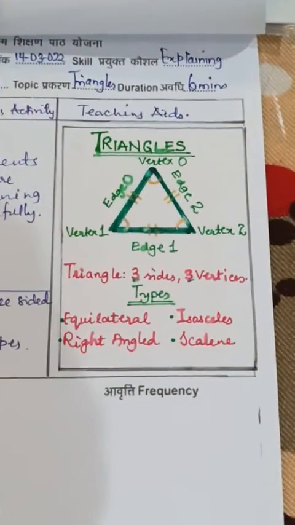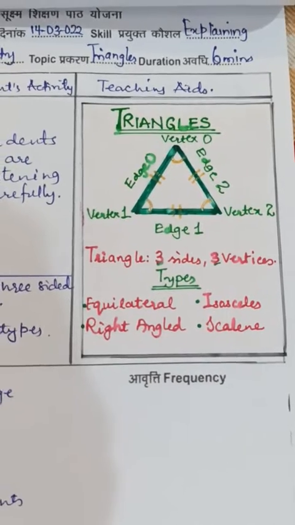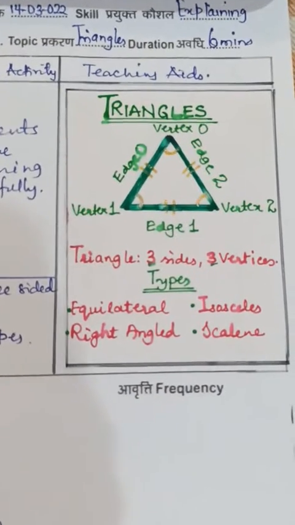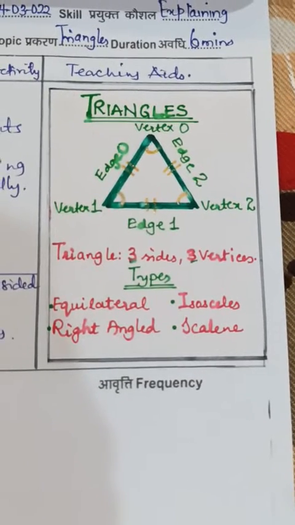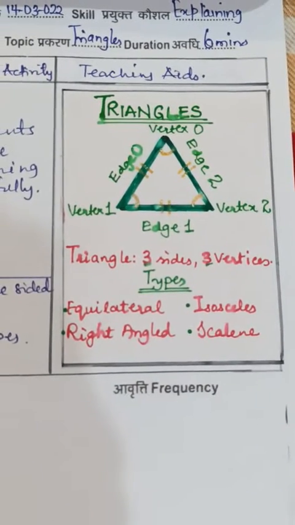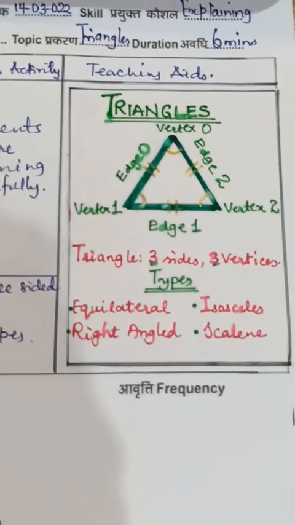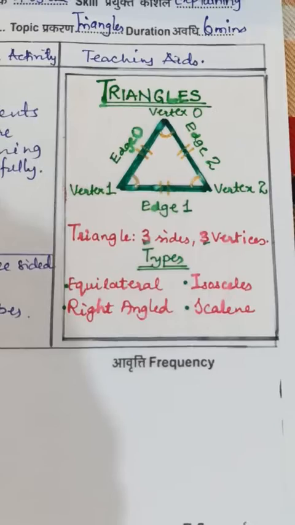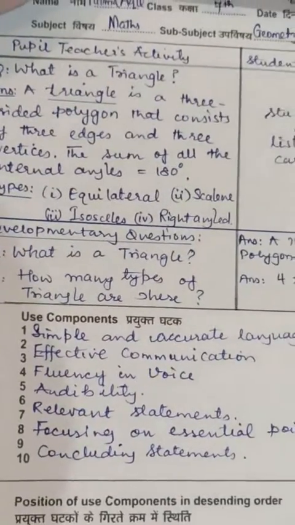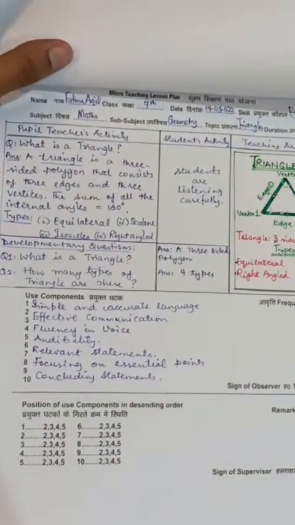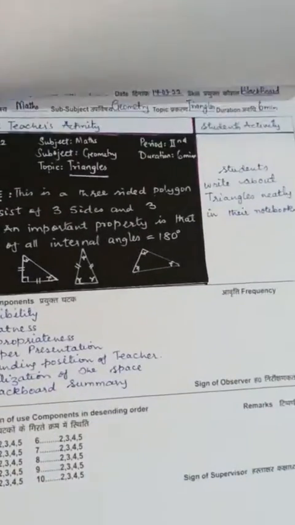And then in our teaching aid we have a chart which shows a triangle, and this is an equilateral triangle which has equal sides and equal angles. We have also shown that it is a three-sided figure, so it has edge 0, 1 and 2, that is 3 edges, and vertex 0, 1 and 2, that is 3 vertices, the 3 nodes here. And then we have the types of triangle: the equilateral, the isosceles, the right angle, and the scalene triangle. And these are the components that have been used in the explanation skill microsheet.